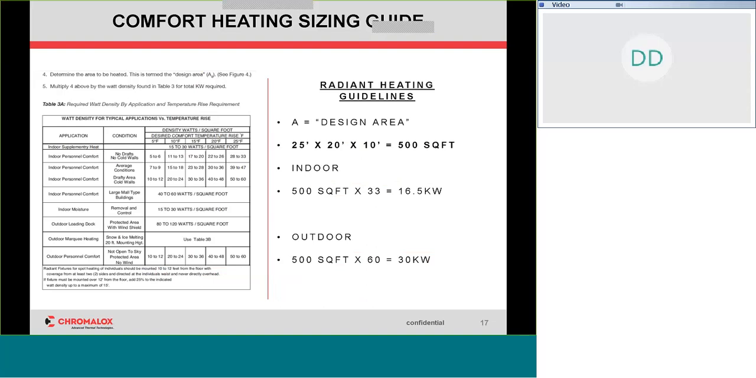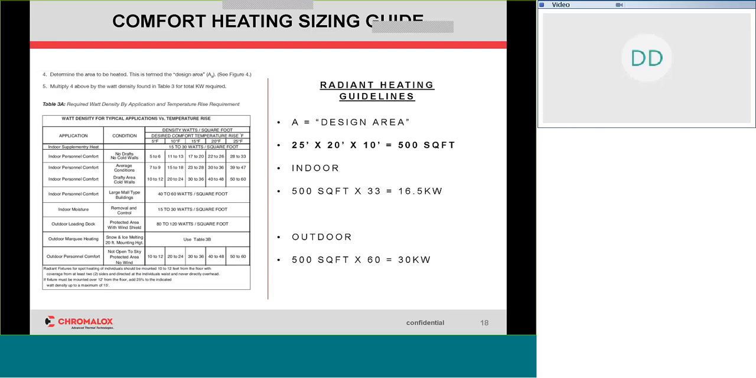So just as an example, doing design area, back to that garage example I had before. Well, that's easy. It's 25 by 20 by 10-foot height. That's 500 square feet. It's indoors. I select from the chart. I see that 33 is good for that design to keep you adequate. 16.5 kW. Maybe that's two 9 kWs, maybe two, maybe three 5 kWs. It could be a lot of things. We can put those in the corner of the room, and we're adequately sized.